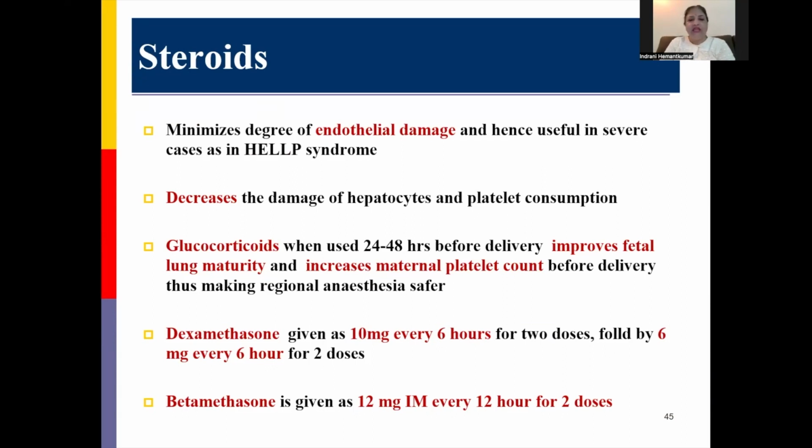Glucocorticoids can be given every 24 to 48 hours. It also improves fetal lung maturity and maternal platelet count. Dexamethasone 10 milligram every 6 hours for 2 doses, followed by 6 milligram every 6 hours for 2 doses can be given, or betamethasone also can be given twice daily.